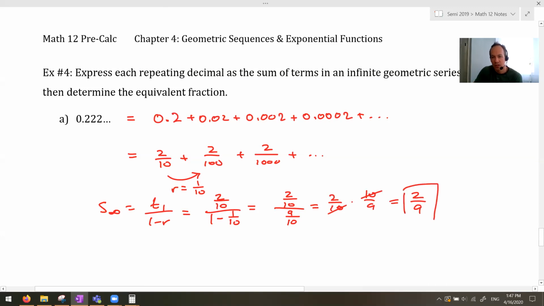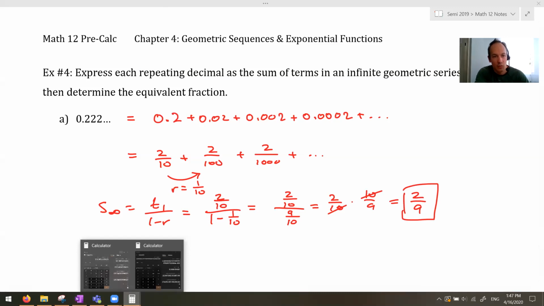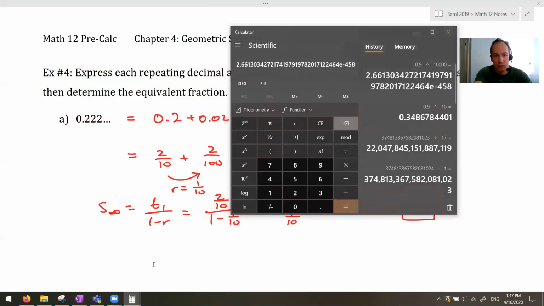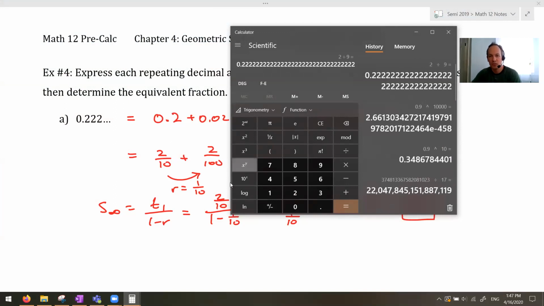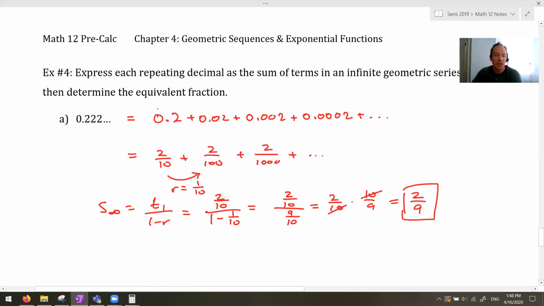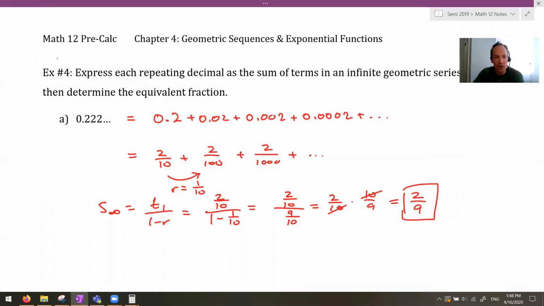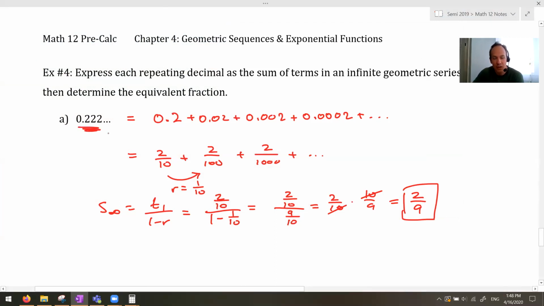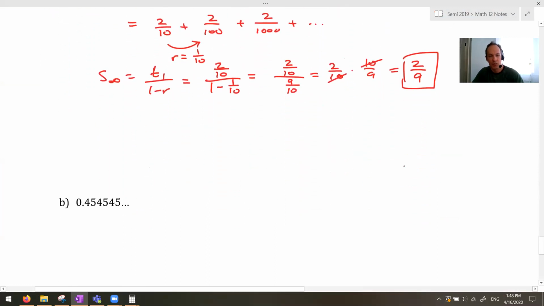And if you grab your calculator and you type 2 over 9, and we'll just do it here because why not? We'll go to a calculator and we'll go, okay, delete, 2 divided by 9. Well, there we go, 0.222222 forever. Okay, so what we just did is we just figured out a way of going from a repeating decimal, and we can use our infinite geometric series idea to figure out the equivalent fraction. So it's pretty nifty. You can do it for another one over here.